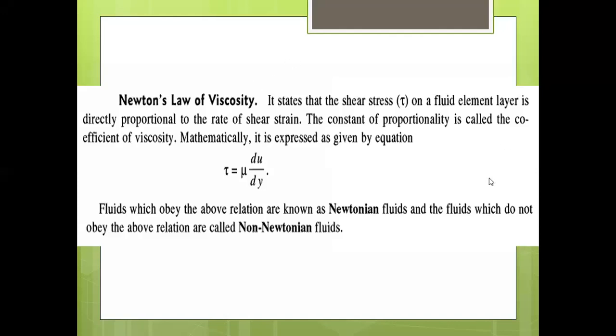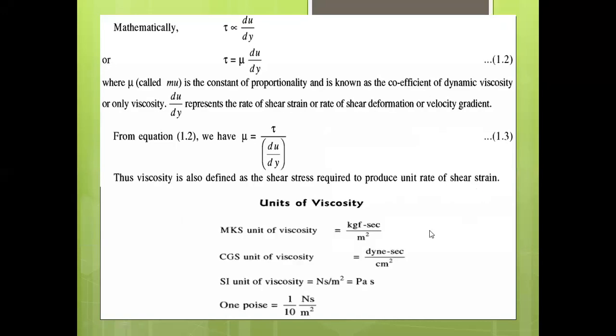Now we have seen the different units. I suppose all of you have written these units and the formula. MKS system: kgf second per meter square. The SI unit for viscosity is Newton second per meter square or Pascal second, and 1 poise is equal to 10 to the power minus 1 Newton second per meter square.